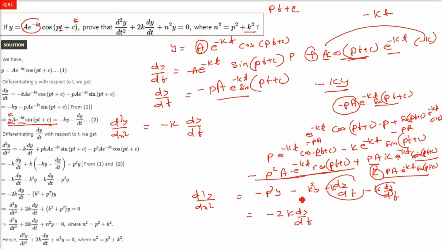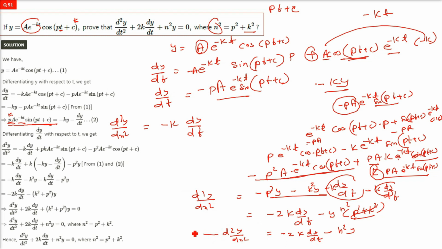We have here minus p square y minus k square y. Let's just write it as minus. If you take y common, it will be p square plus k square. But in the question it is already there, p square plus k square is equal to n square. Yes or no? So we can write it as n square. So minus 2k dy by dt minus, this is n square y. N square y, we have d2y by dx2.